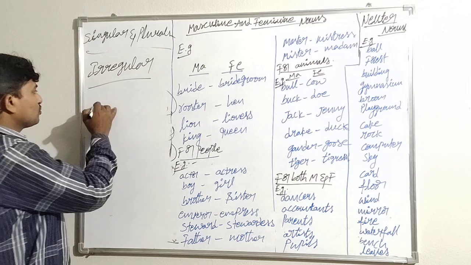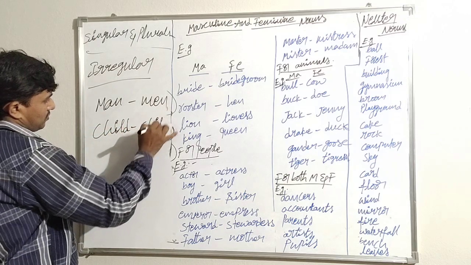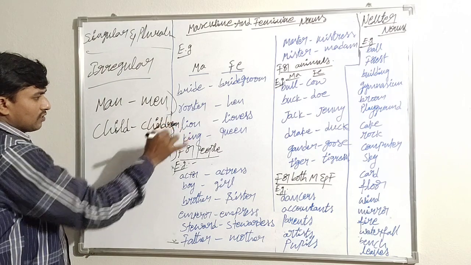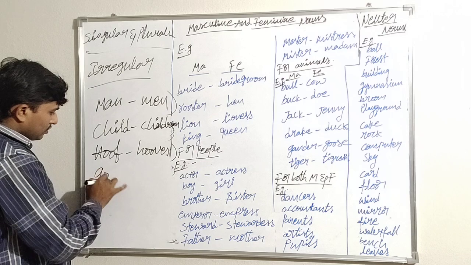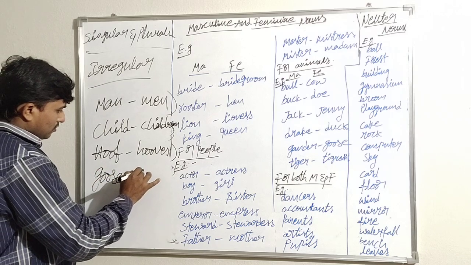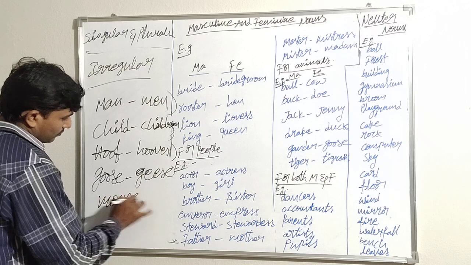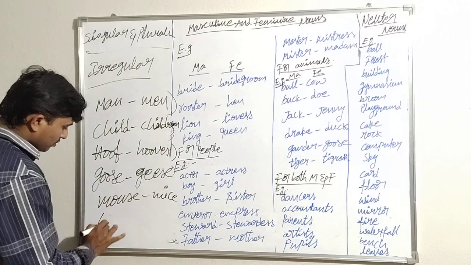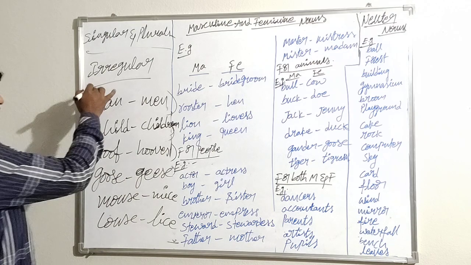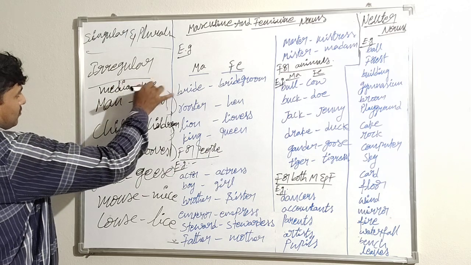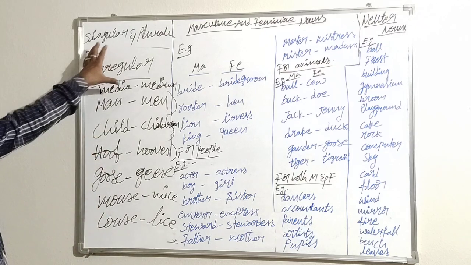It is formed differently. Suppose you take man, men; child, children; hoof, hooves; goose, geese; mouse, mice; louse, lice. So these are the irregular ones. Medium, media. Have you understood what I said now? So, what are the irregular plural nouns?